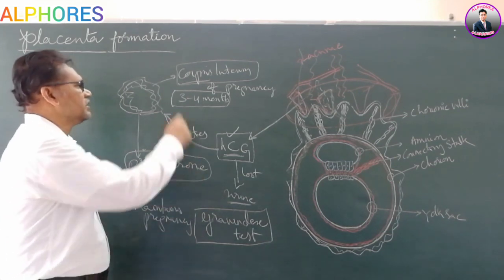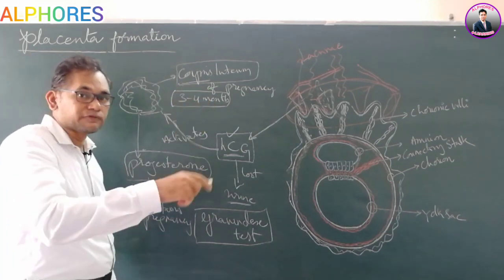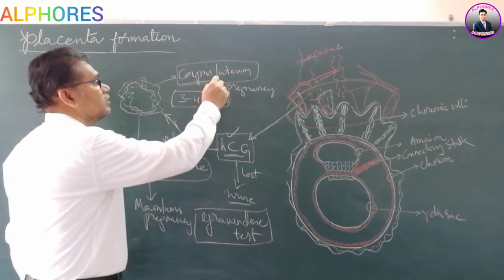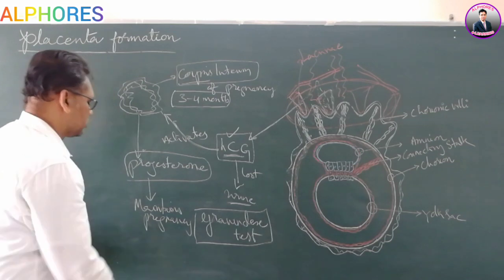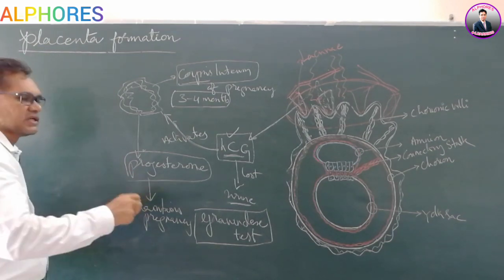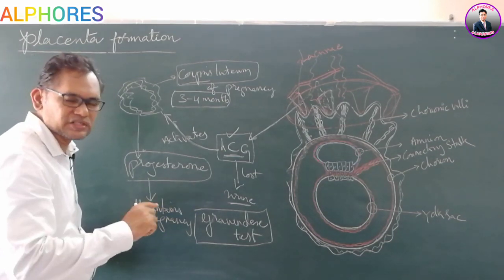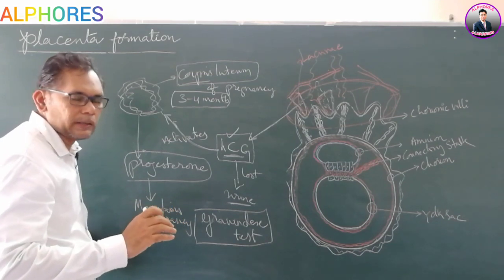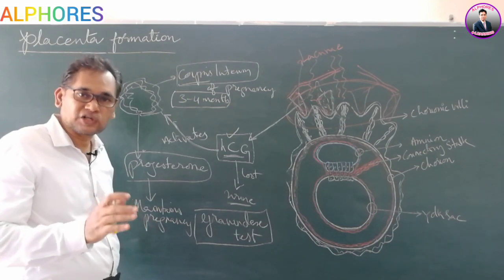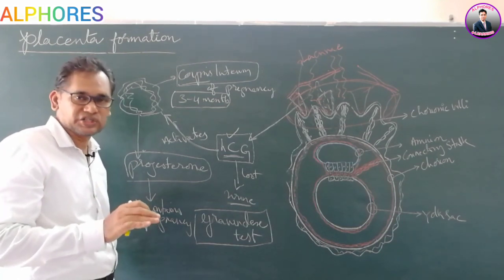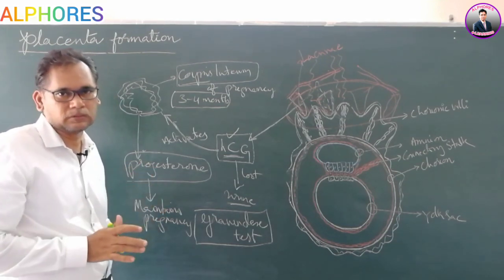Now, hence this corpus luteum which is working for 3 to 4 months is called the corpus luteum of pregnancy. Okay. Now, this is why the progesterone levels are always maintained. Hence, progesterone is called the hormone of pregnancy, or anti-abortion hormone, or pregnancy hormone.